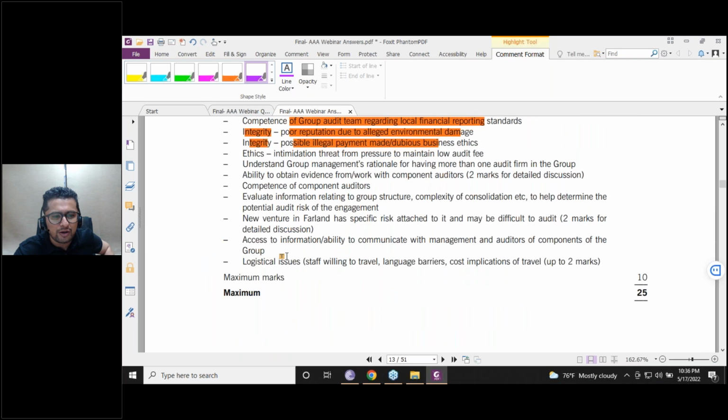Let's explore it from the solution. Logistical issues, staff, whether the staff will be willing to travel, language barriers, cost implications. So you could get up to 2 marks from those logistical issues.